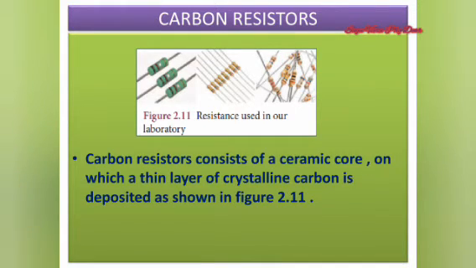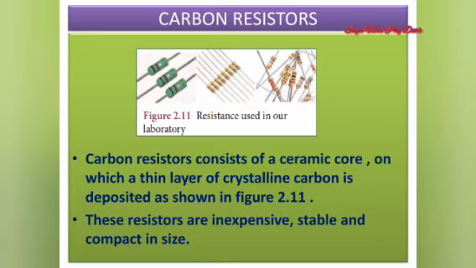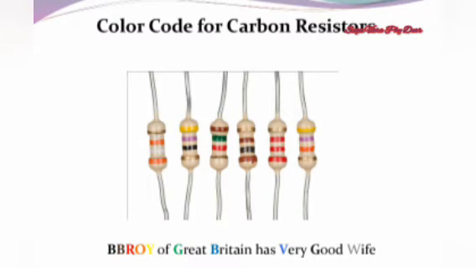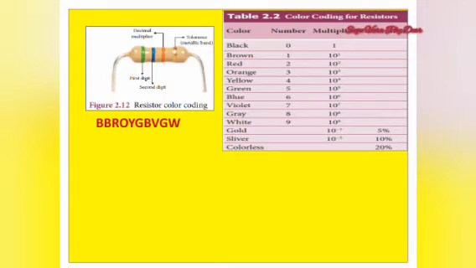Next topic, carbon resistor. A carbon resistor consists of a ceramic core on which a thin layer of crystalline carbon is deposited. These resistors are inexpensive, stable and compact in size. Color code for carbon resistor: B.B. Roy of Great Britain has very good wife. B, B: black, brown. R, O: red, orange. Y for yellow, G for green, B for blue, V for violet, G for grey, W for white.